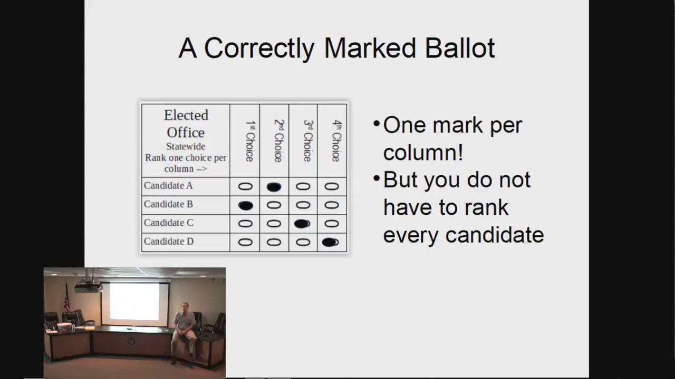But if you have any preference at all between any of the remaining candidates, it's probably in your best interest to keep marking the ballot for as long as you can. As long as you have any candidate that you think is better than any of the remaining candidates, just keep marking the ballot. It doesn't hurt your first choice candidate if you mark a second or a third choice, because the only way we're going to be counting second or third choices in that election is if your first choice candidate is eliminated.